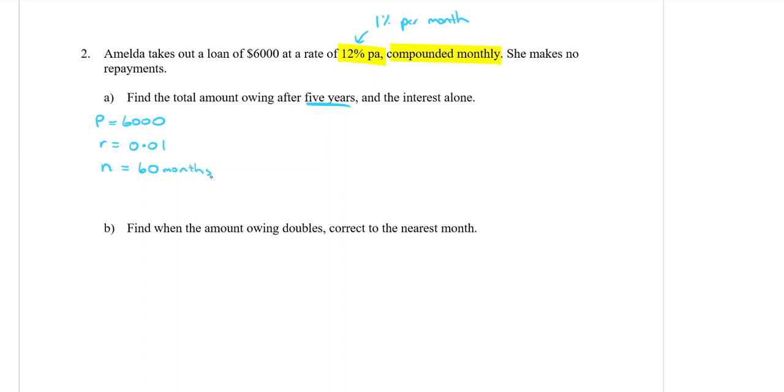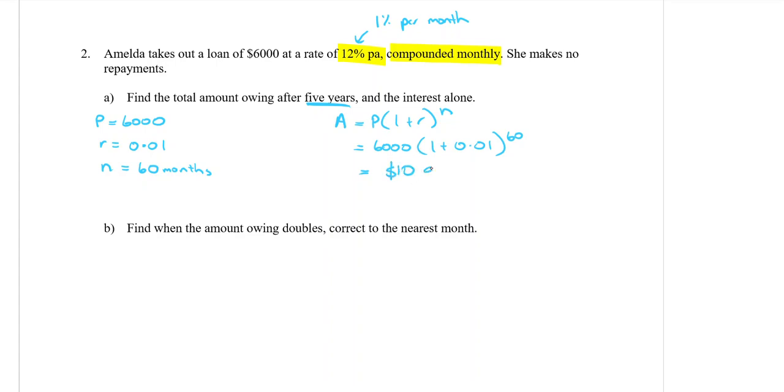Okay. Now also the words compounded is telling me that this is now switched to a compound interest formula. So compound interest is A equals P bracket 1 plus R to the power of N. Subbing in, we have 6,000, 1 plus 0.01 to the power of 60. While you guys are typing that in, we'll come back and see if we've answered the question. Find the total amount owing after 5 years, that will be this, and the interest alone. So I'm also going to have to find the interest once I have this number.